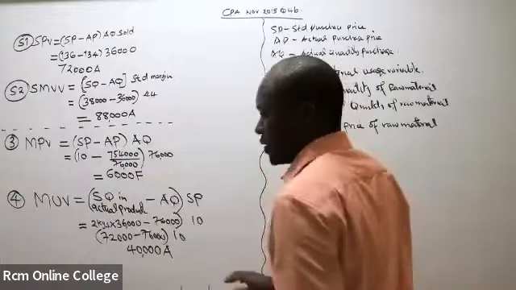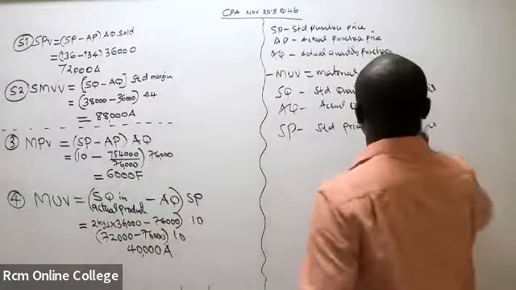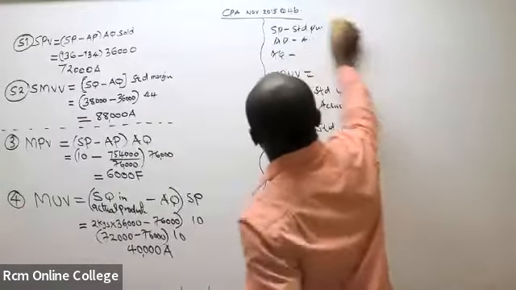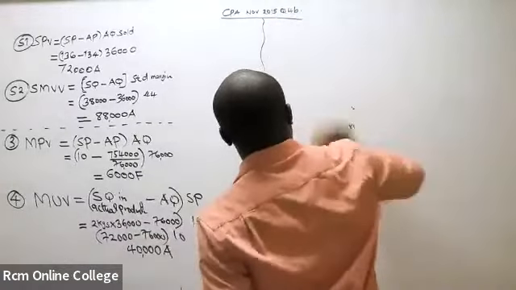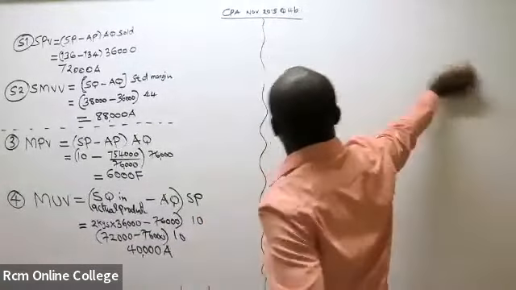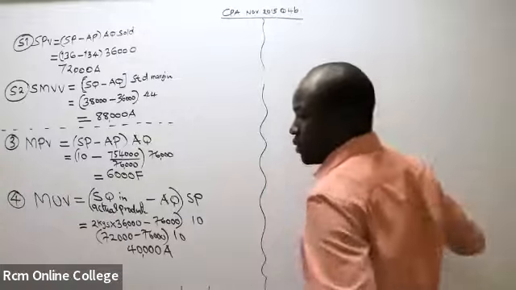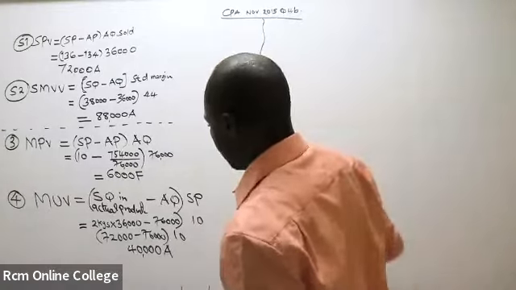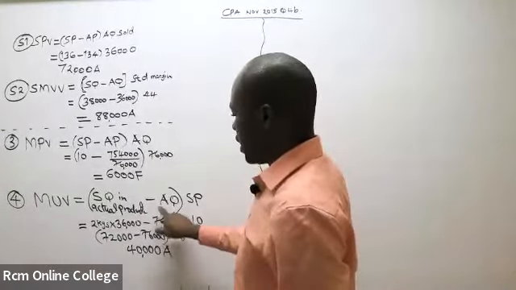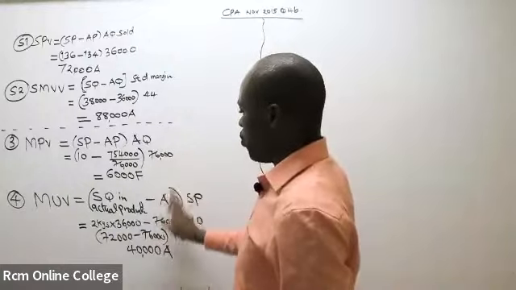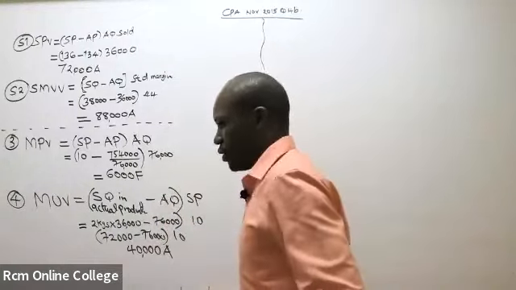Remember, I told you that this is the simplest topic. Where did we get 76? This 76 imetoka wapi? Angalia formula. Actual quantity of raw material.